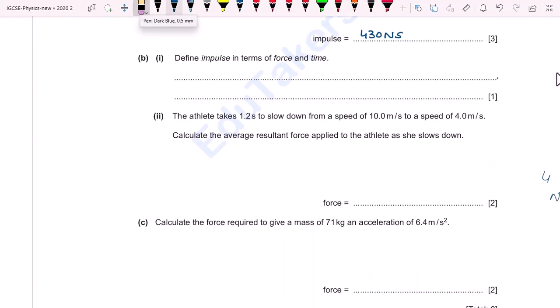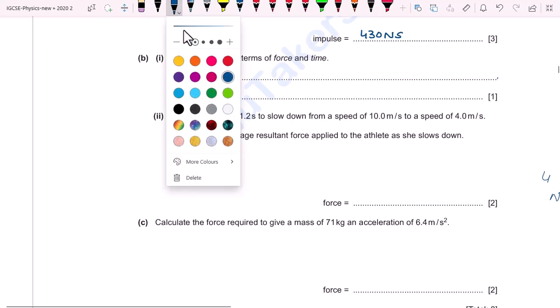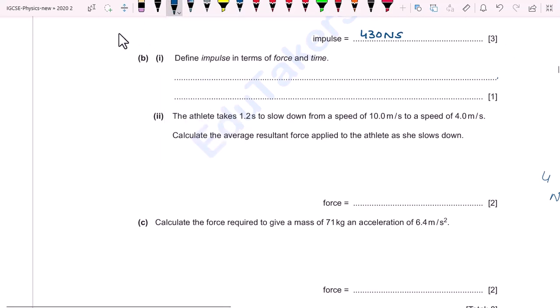Here we have to define the impulse, and we know that impulse is the product of force and time. I use the same formula that I wrote before. Impulse is defined as the product of force and time.